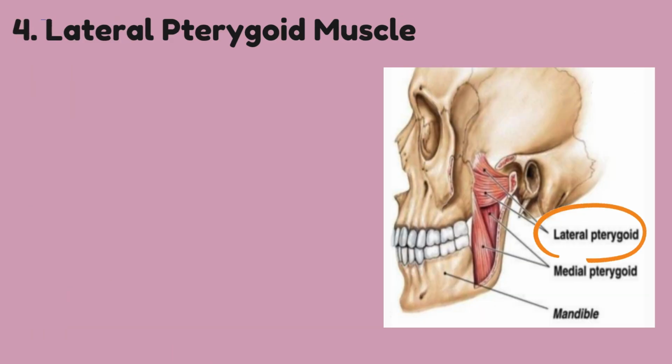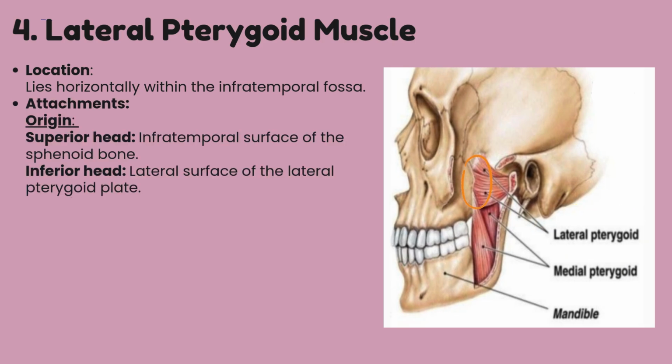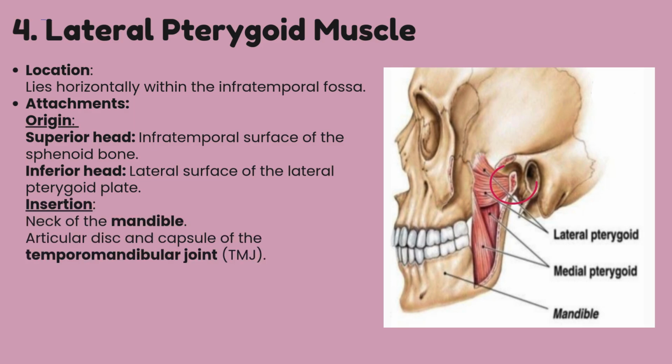Number 4. Lateral pterygoid muscle. It lies horizontally within the infratemporal fossa. Its origin has two heads. The superior head attaches to the infratemporal surface of the sphenoid bone. The inferior head attaches to the lateral surface of the lateral pterygoid plate. Its insertion is at two points: the neck of the mandible, and the articular disc and capsule of the temporomandibular joint.